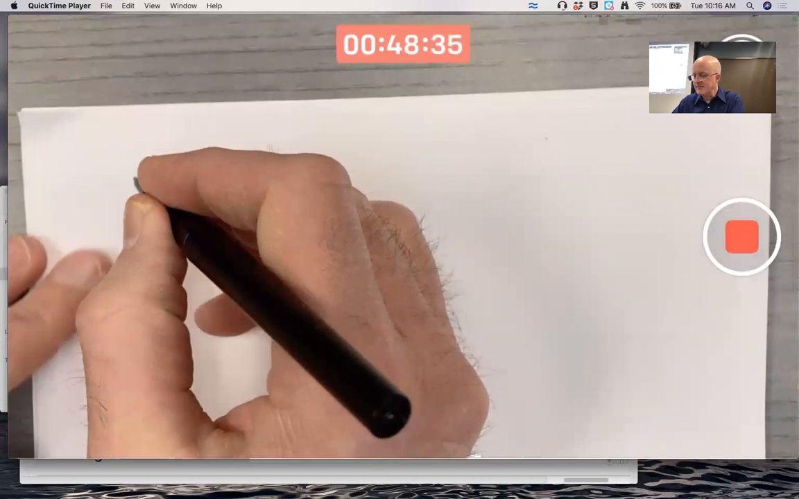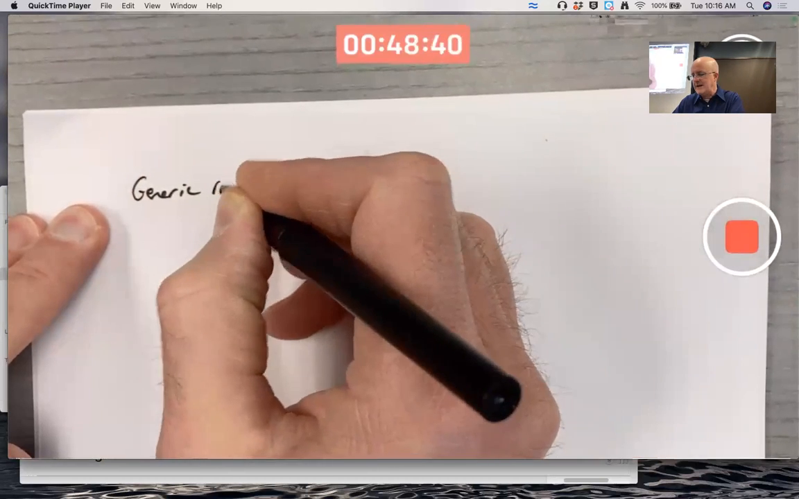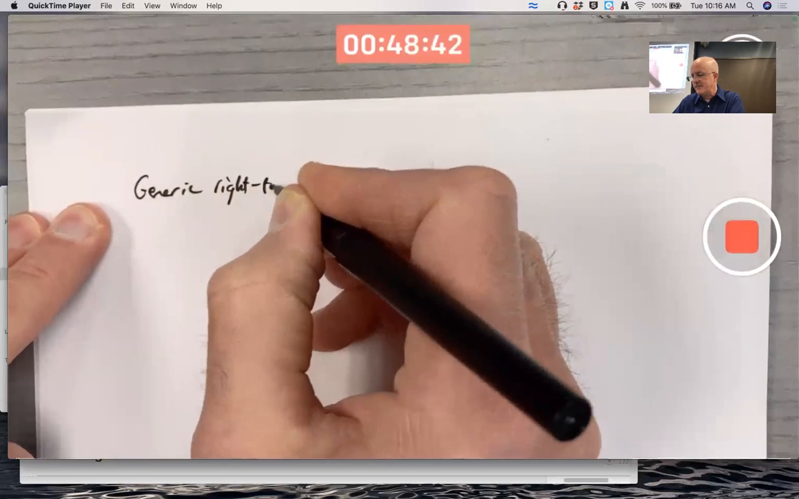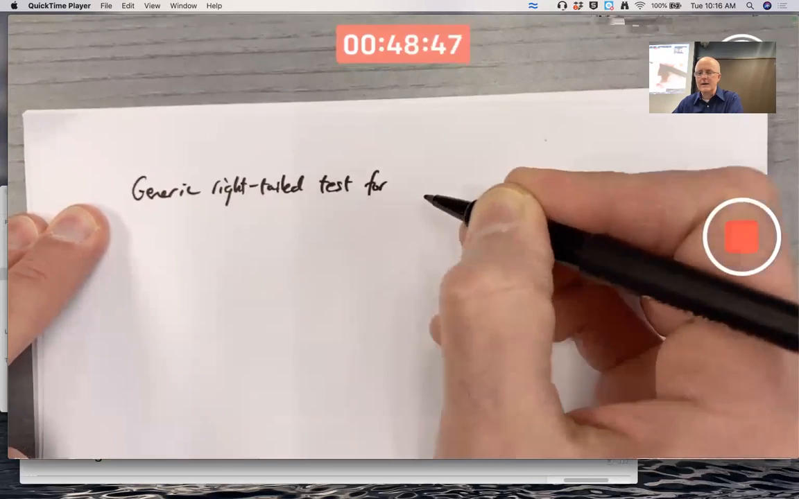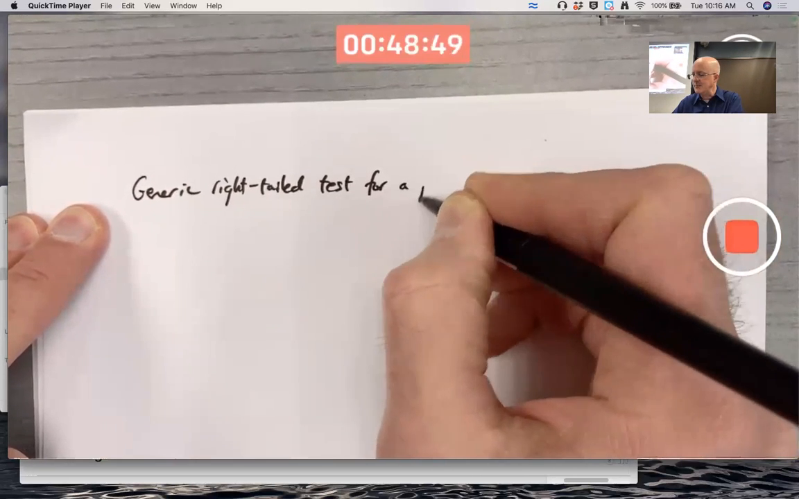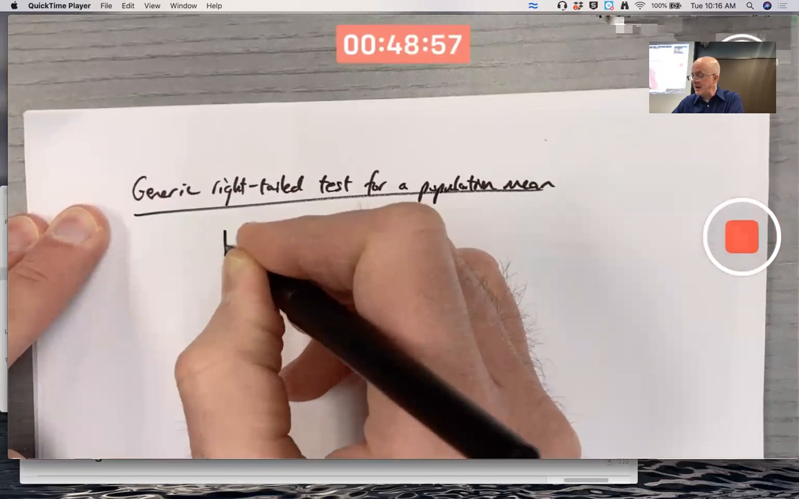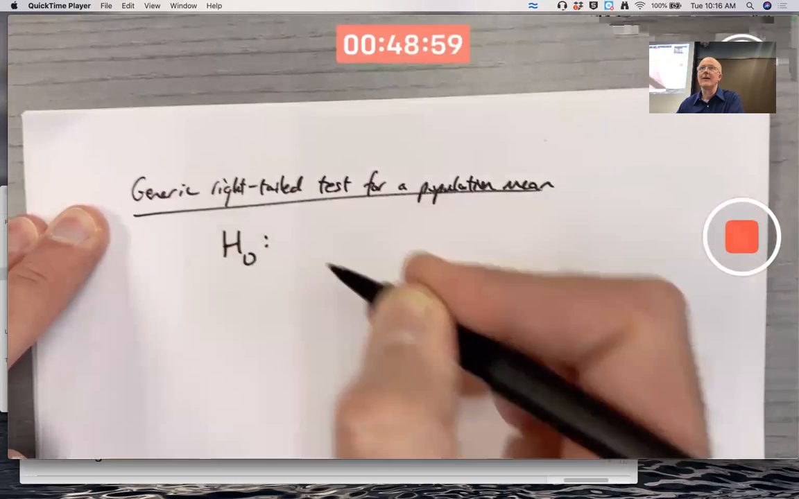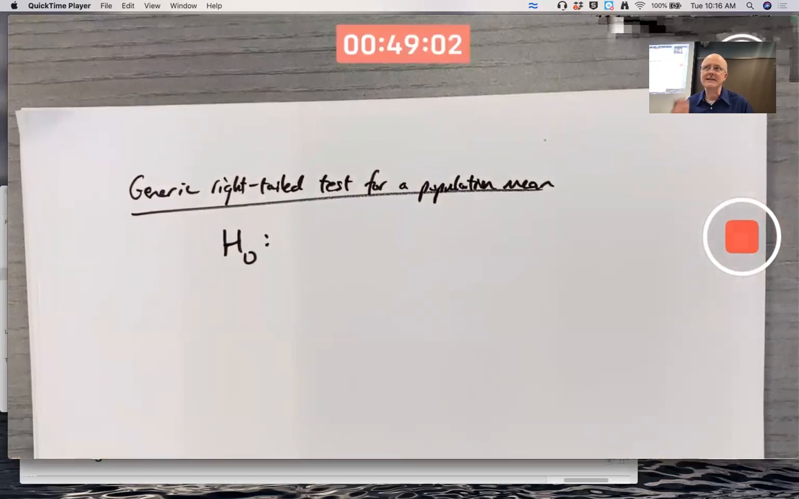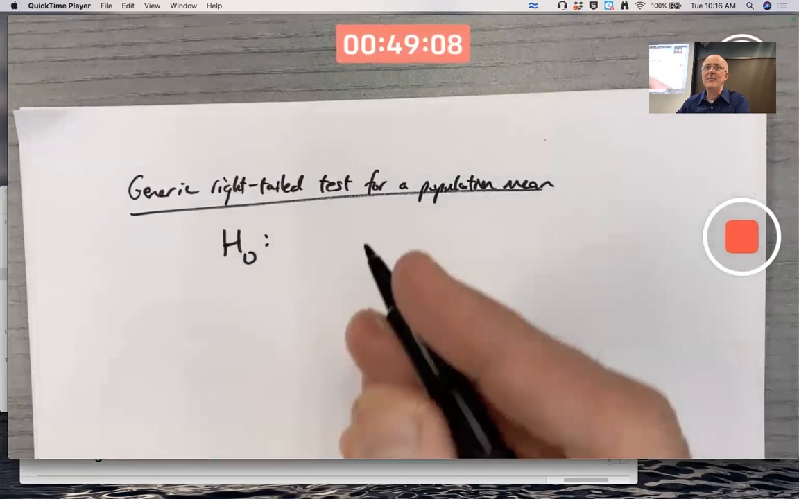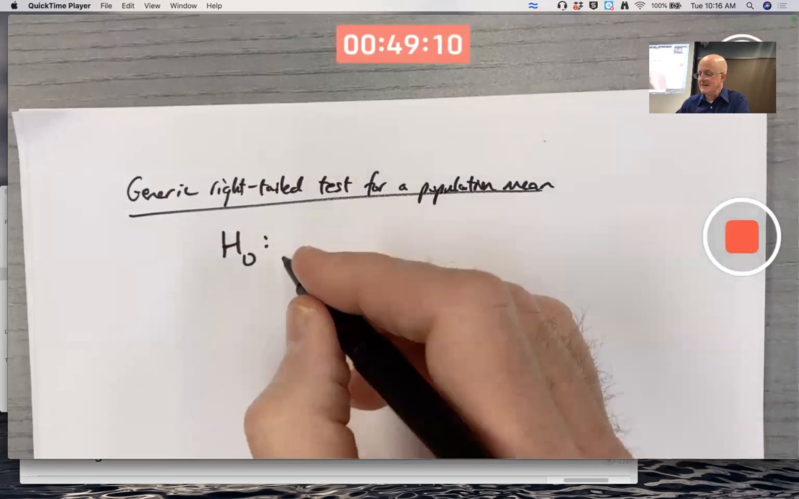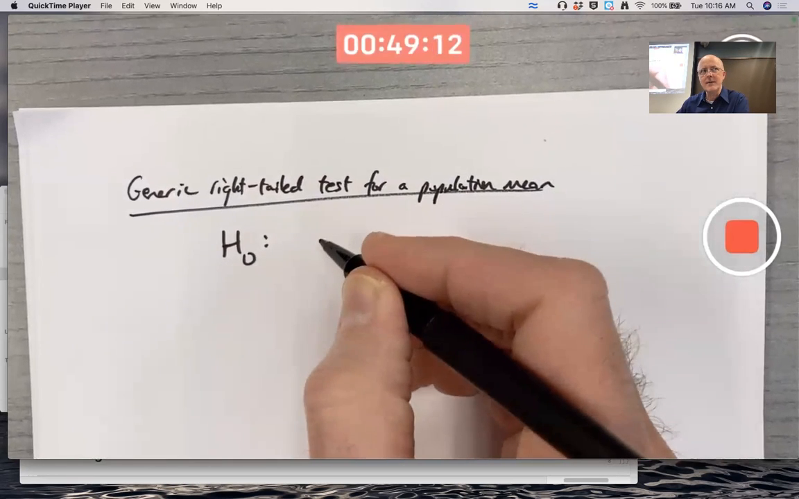Your generic right-tailed test, say, for a population mean looks like this. You've got a null hypothesis. We haven't done any hypothesis testing yet this semester, but you've done it before. The null hypothesis is typically written mu equals something.